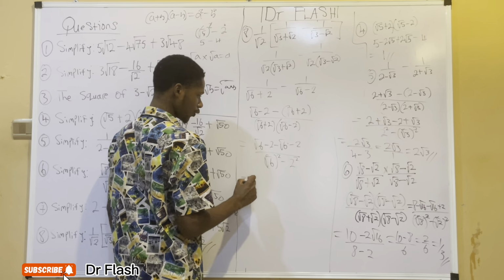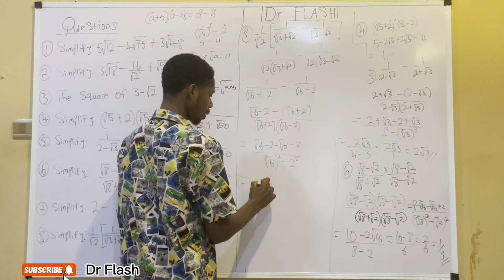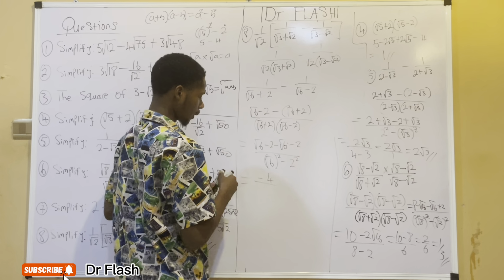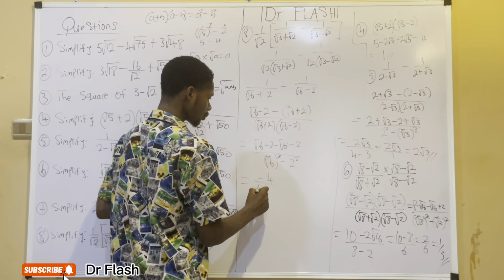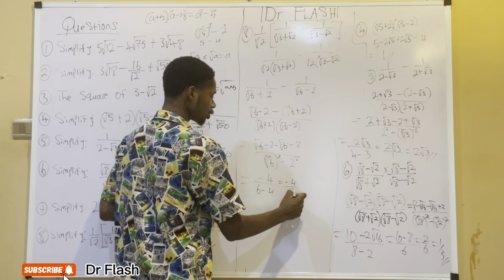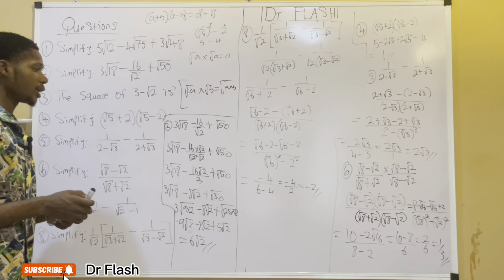So from here, we're going to have root 6 minus root 6, that's 0. Minus 2 minus 2, that's what now? Minus 4 divided by, square cancels square, so I'm left with what now? 6 minus 2 squared is what now? 4. So this is minus 4 divided by 2, which is equal to minus 2. So our final answer to this question or problem is minus 2.